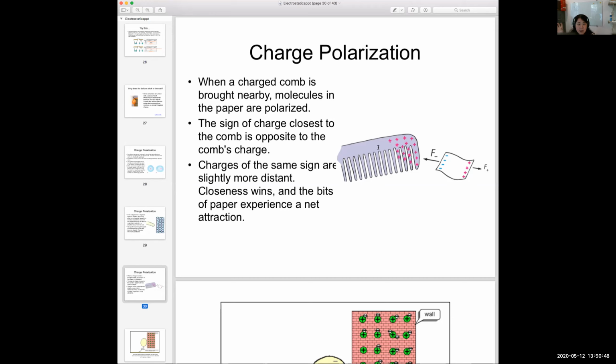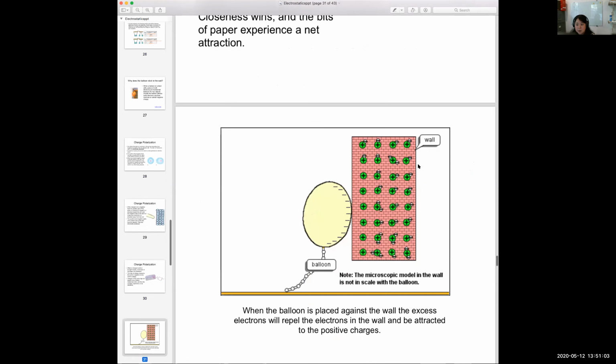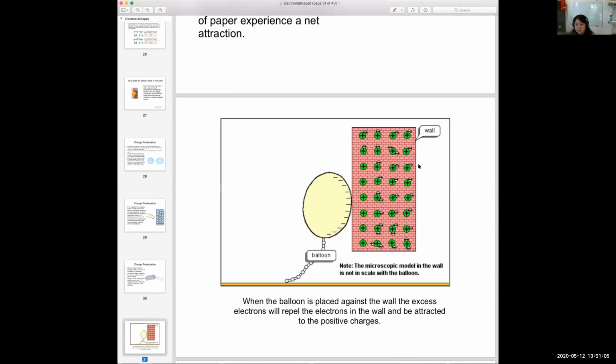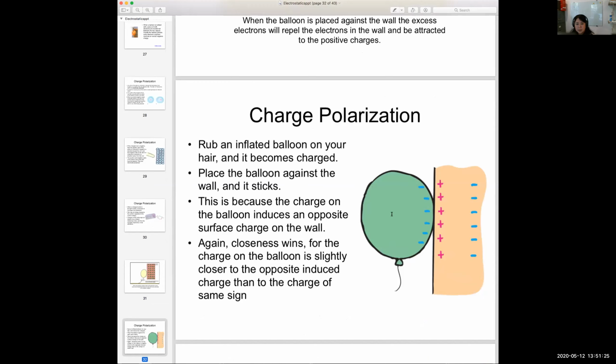So I hope you see that polarization is good enough to attract, or even to stick, the balloon onto the wall. And here's another one, the negatively charged one. This side becomes slightly more positive, stronger than the other one. It's not that electrons actually move out, but you polarize stronger here than there.